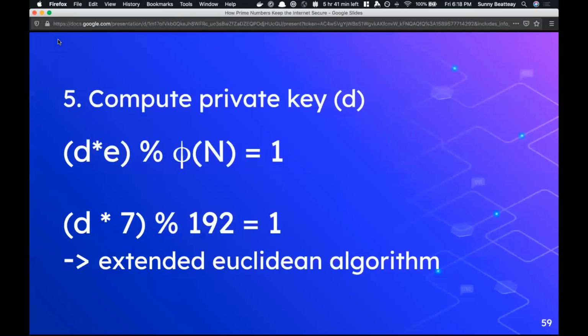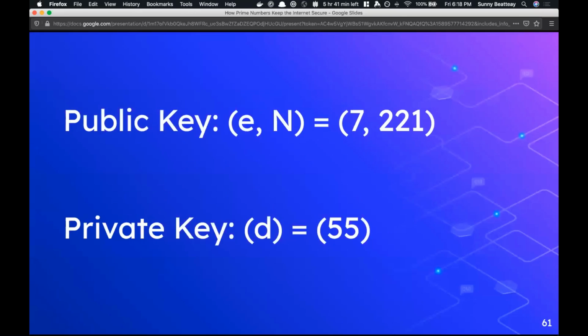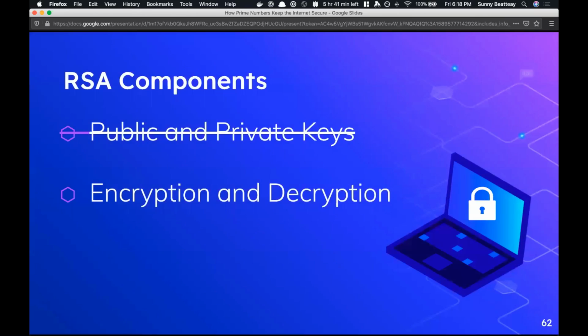That's exactly what you'll get also if you use the actual EEA algorithm. So D equals 55. Awesome. Now we have both our public and our private key. 221 is our public key, and our private key is 55. So remember those numbers. Okay, we finished the public and private key generation.